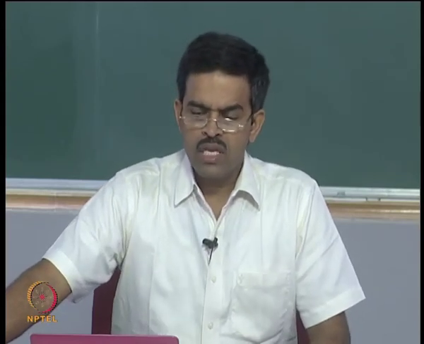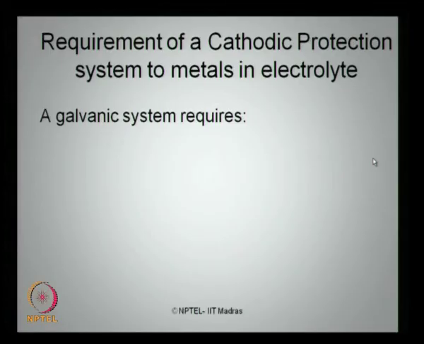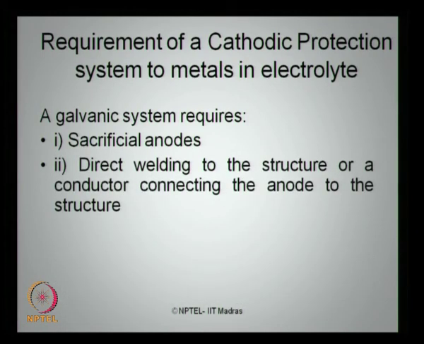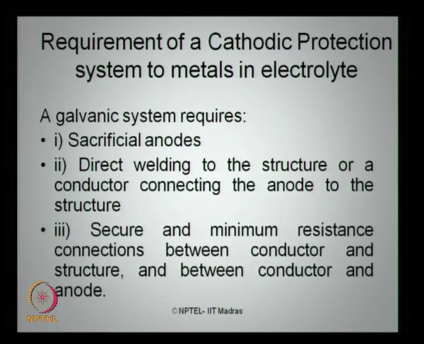Now let us look at the requirements of a cathodic protection system for metals in an electrolyte. A galvanic system requires the following. It requires a sacrificial anode, it requires a direct weld to the structure or a conductor which connects the anode to the structure, and of course a secure, minimum resistance connection between the conductor and the structure, and between the conductor and the anode, must be ensured to make this kind of protection effective.